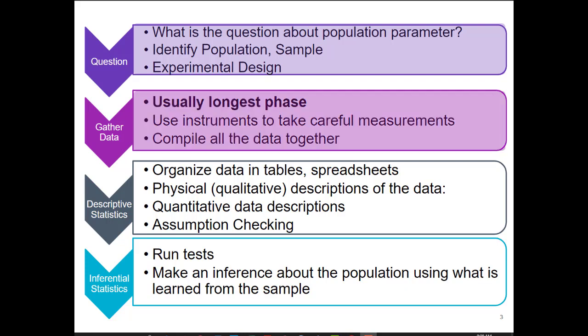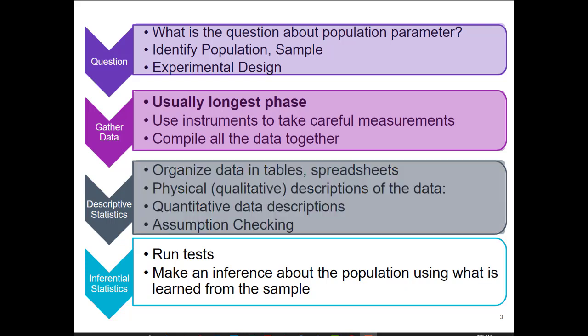The next step is gathering data. This is usually the longest phase. This is where we use instruments to take careful measurements. These might be exams, they might be lab tests, they might be medical tests, they might be surveys. Different things like that are used in order to take careful measurements, and we compile all the data together. All the raw data is compiled together.